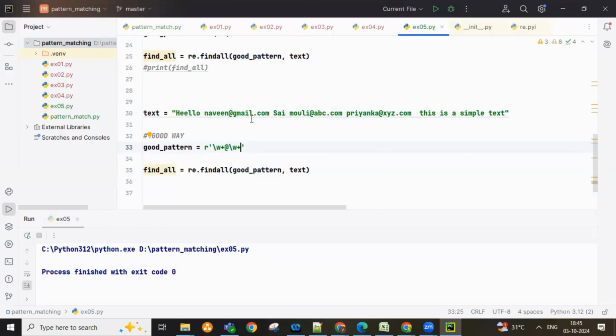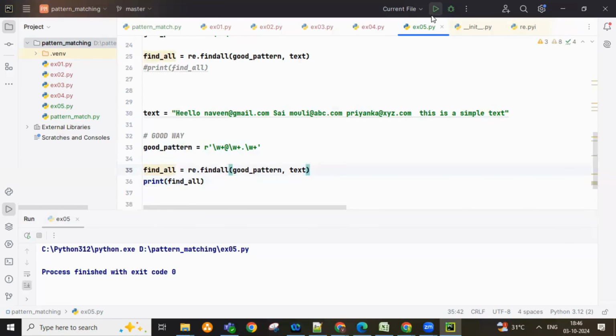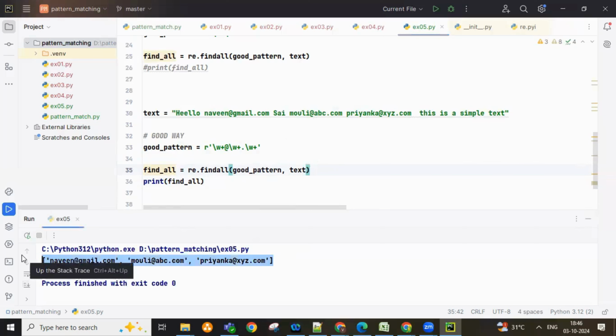And what is the next one? Dot. You got it? Slash w plus dot. So it is matching with the dot. I'm directly matching this. And again, three letters, right? Did you see this? Three words. .com. You can directly give .com, you can directly give the original text, or you can do slash again. Got it? Now print findall. That's it.